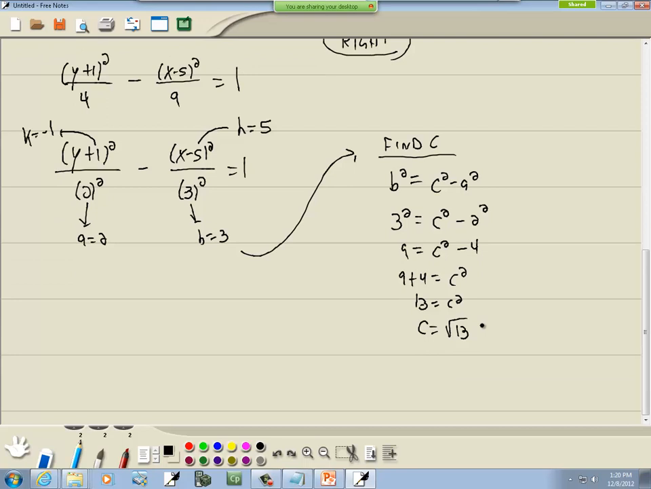Let me grab a pen. Where's the pen? And what did we say A was? A is 2. B is 3. C is square root of 13. H is 5. K is negative 1. Okay. Let's save this page.